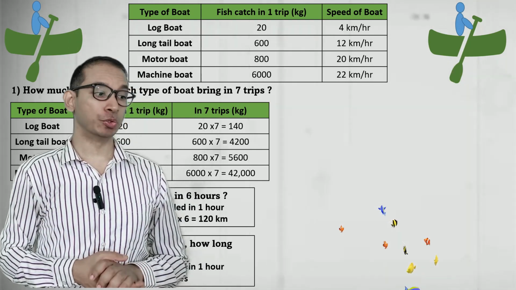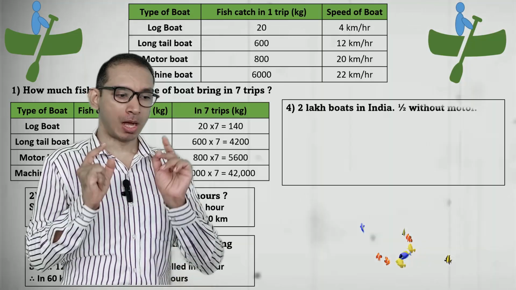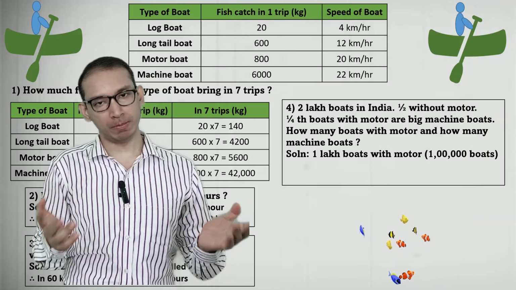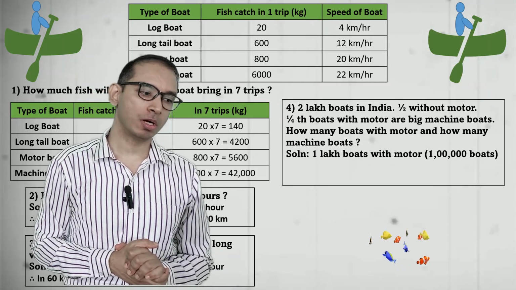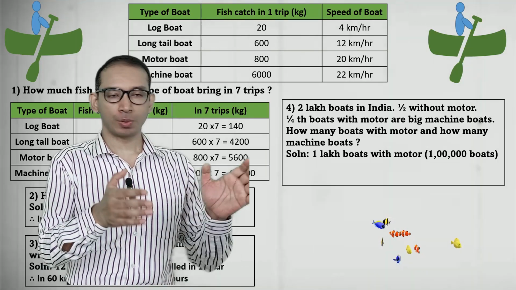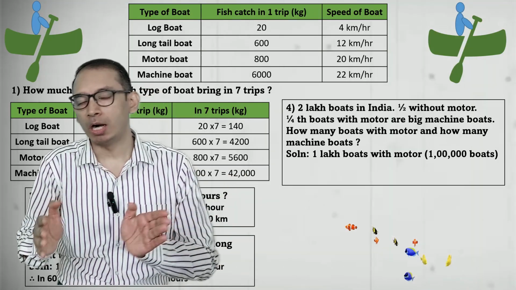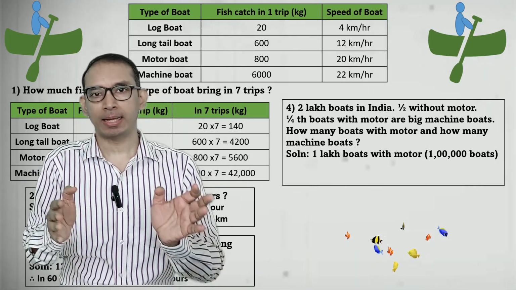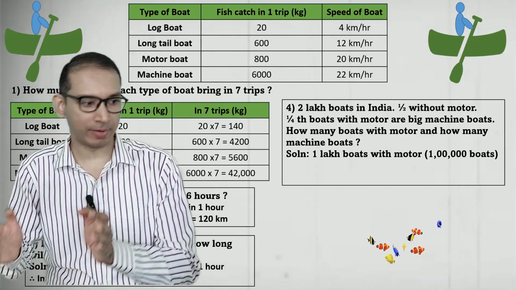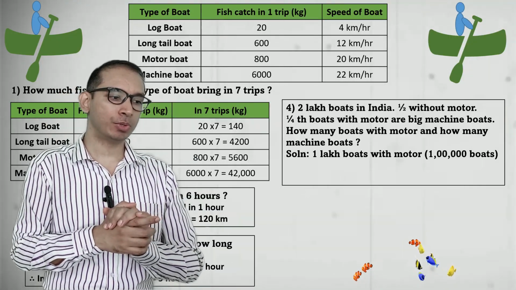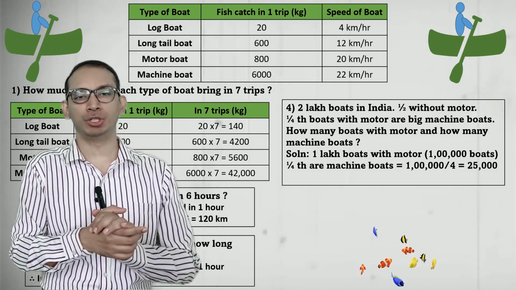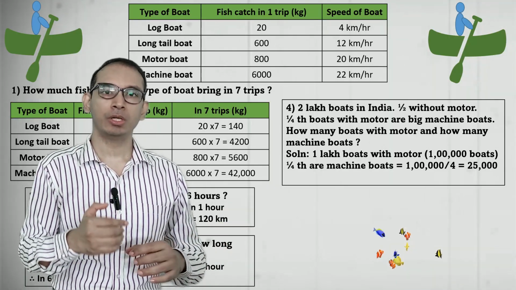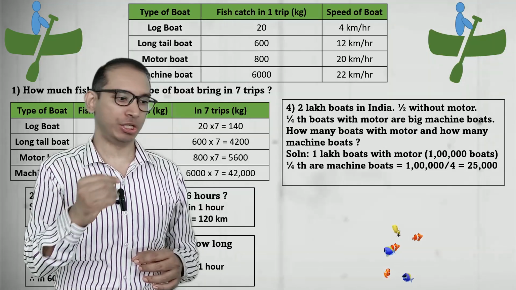So we are on the final question of boats. 2 lakh boats in India, half of which don't have a motor. 1/4 of the boats with a motor are big machine boats. How many boats with motor? How many machine boats? Straightforward. If half the boats don't have a motor, half of the boats have a motor. Total boats is 2 lakhs. So 1 lakh has a motor, 1 lakh does not have the motor. One fourth of the boats with motor are big machine boats. How many machine boats? 1 lakh. One fourth of that is 25,000. So 25,000 boats are machine boats.